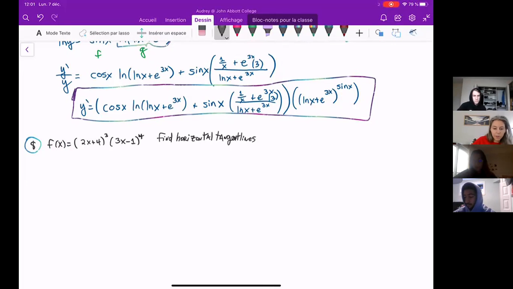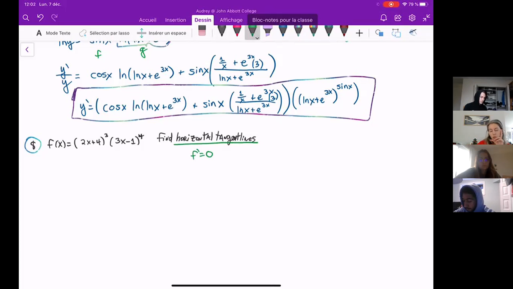You might remember that this question showed up as a really similar question on your midterm. So what is my main rule that I'm going to start with here? Horizontal tangent lines happen when f prime of x is equal to 0. Yeah, so horizontal tangents occur when f prime is equal to 0. So that means I need f prime.